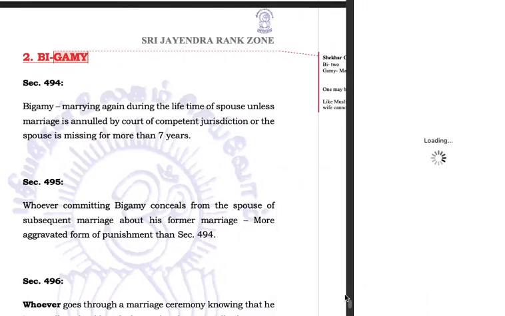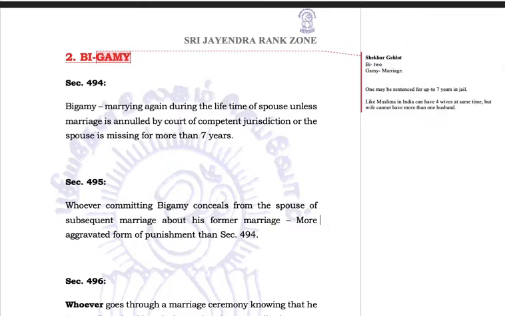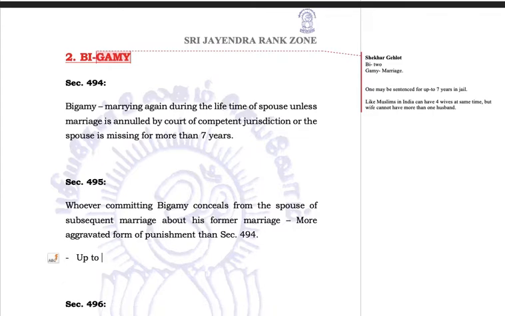That will go up to 10 years in jail. Now, if you are committing bigamy, it is 7 years, but if you are committing bigamy and at the same time you are hiding it from the new spouse, then you shall be liable to be sent behind the bars for up to 10 years, as the case may be.